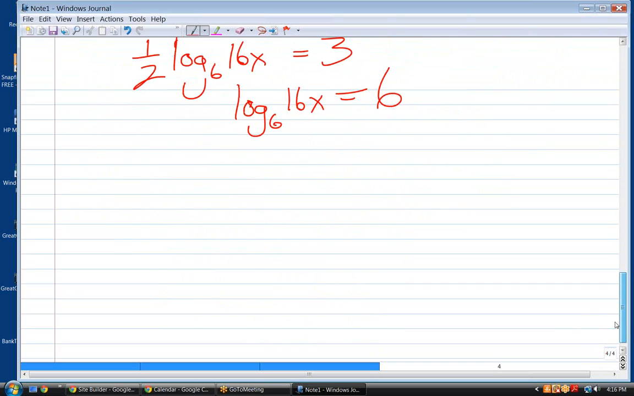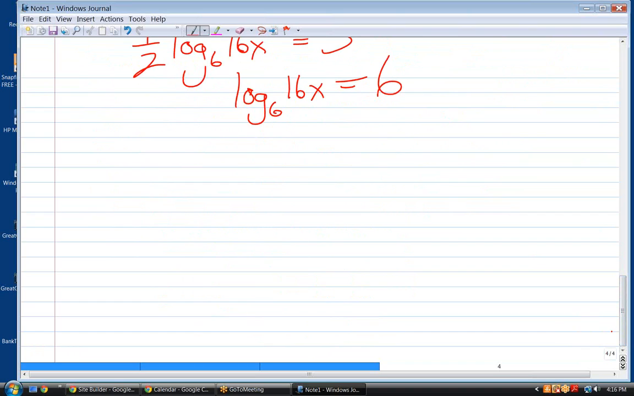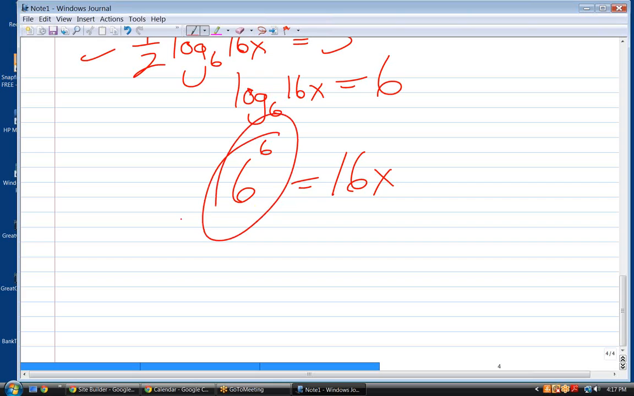Now what can you say? Wouldn't it be 6 to the 3rd power equals 16x? 6 to the 6th power equals 16x. Oh, sorry. I forgot that you have to multiply both sides by 2. Yeah, in this step here, right, to get rid of that 1/2. And then this, of course, you do on a calculator. So x equals 6 to the 6th power divided by 16. Sweet. Okay.